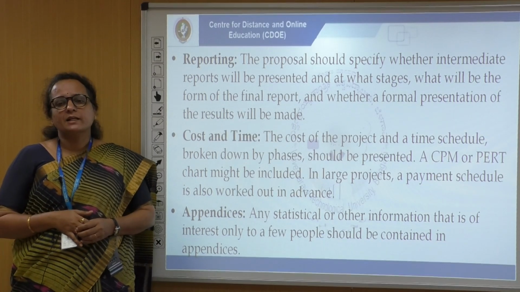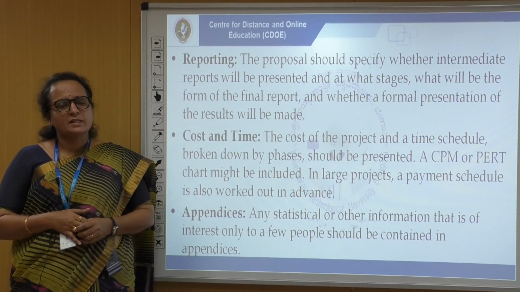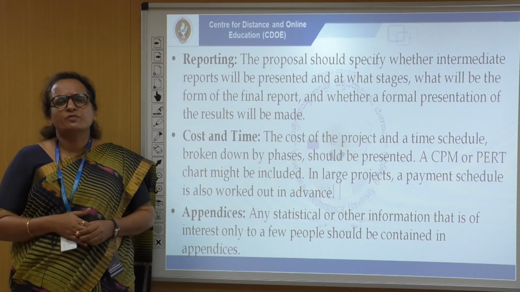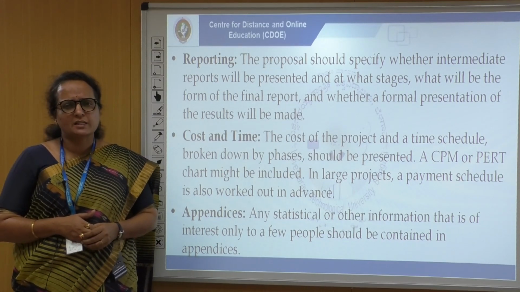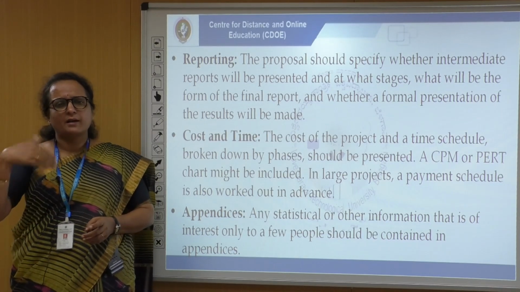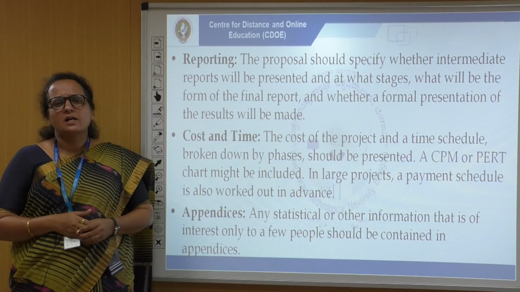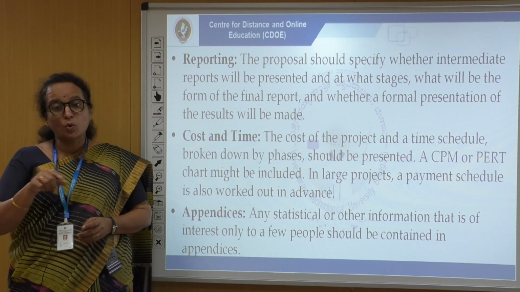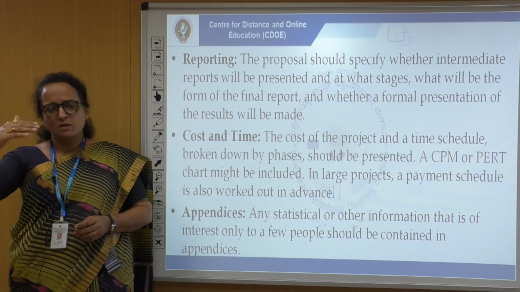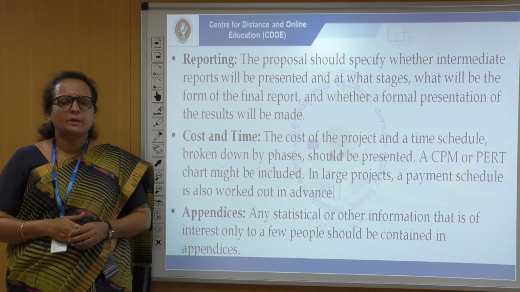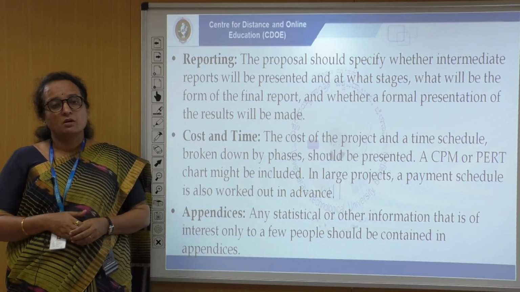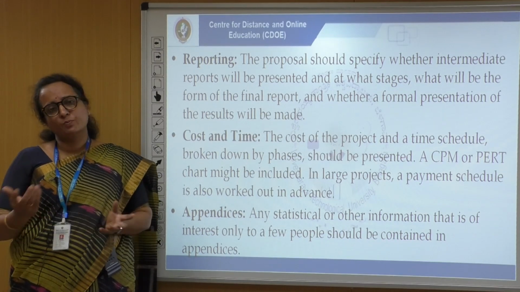Next is cost and time. The cost of the project and time schedule. Cost is nothing but the budget required, the estimate of the budget for conducting various activities throughout the research project, and a time schedule, like a rough estimate of when it will start and when it will end. Broken down by phases, as I have said, if it is a 6 months project, month wise the activity chart will be prepared, time activity chart will be prepared. Sometimes CPM or PERT chart might also be included in large projects.